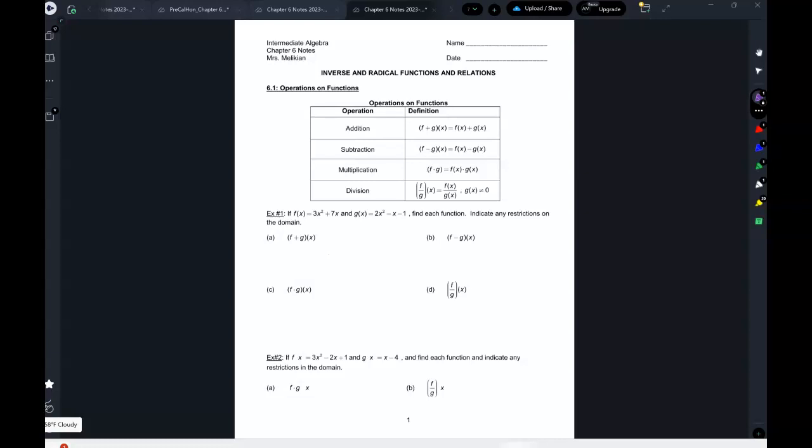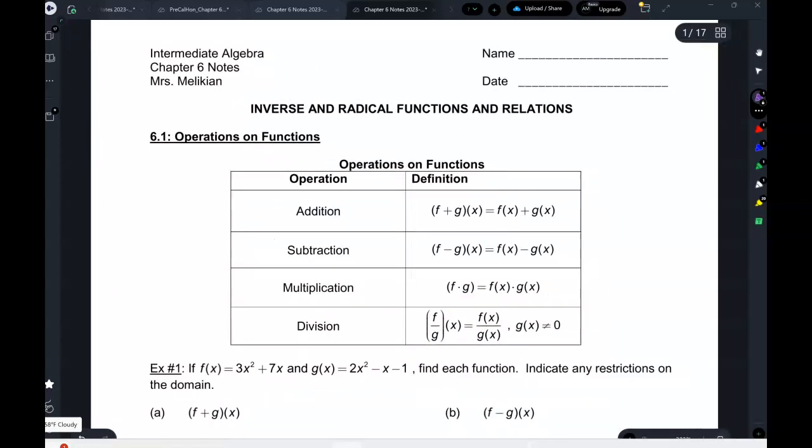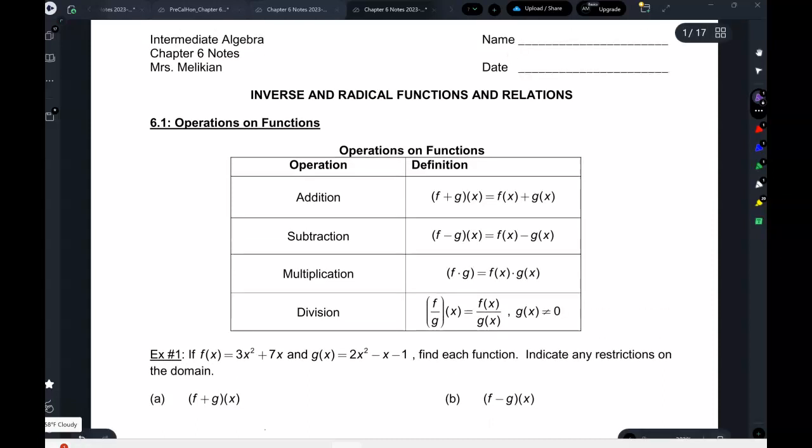In this first lesson, we're going to have 2 or 3 functions, and then we're going to add them, subtract them, multiply them, and divide them. So, if I have f of x plus g of x, that's clear, right? If I have 2 functions, f of x plus g of x, if you see that, you know what to do. You take f of x, you take g of x, you add them to each other.